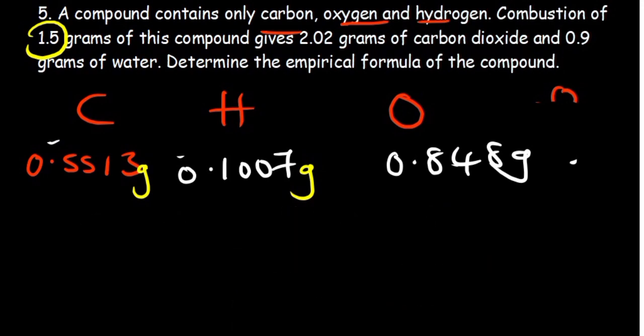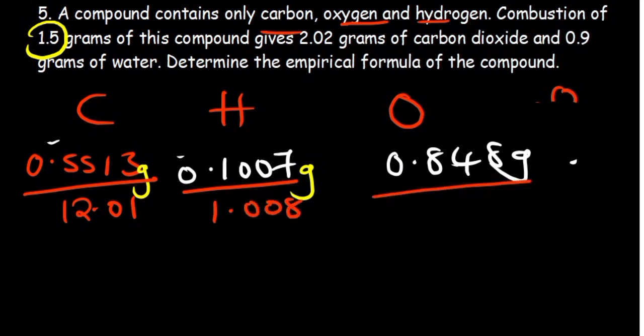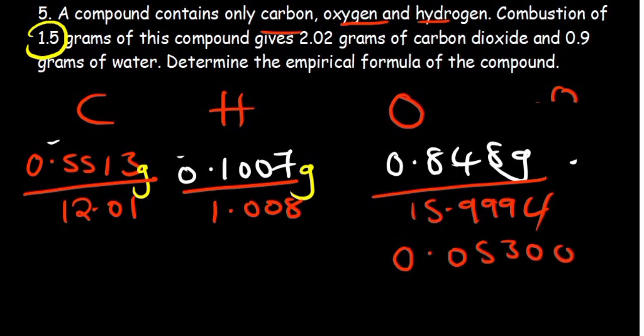We need to determine the number of moles by dividing by the molar mass. Okay, so the molar mass here is 1.008, there it is, 15.994. So grab your calculator and determine the number of moles. I'll start with the oxygen. To four significant figures, I have 0.05300 moles.